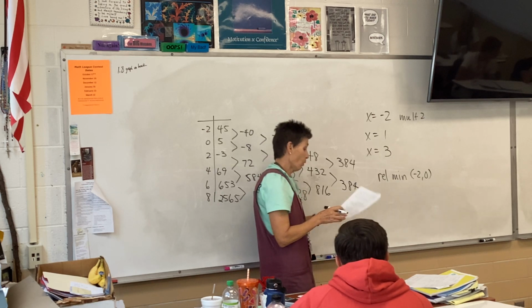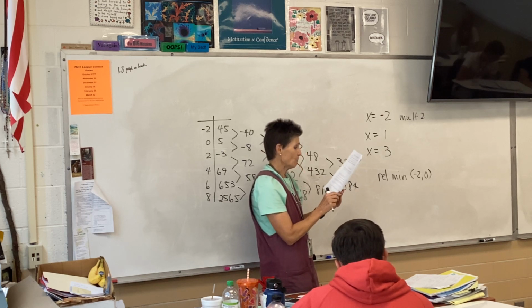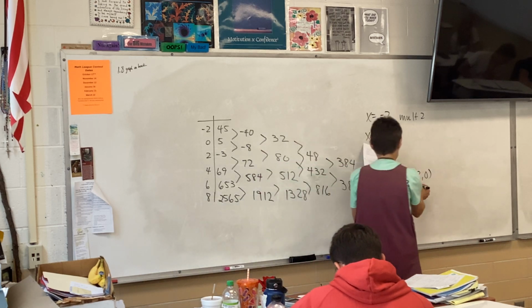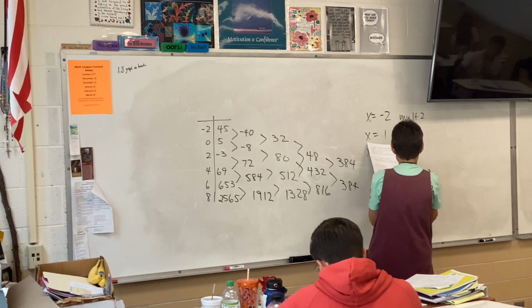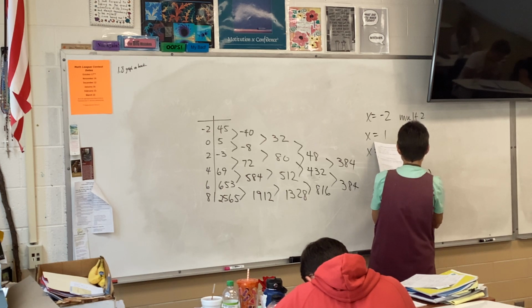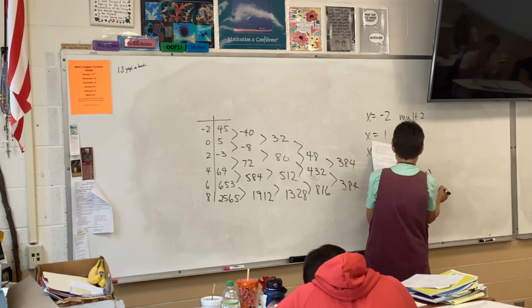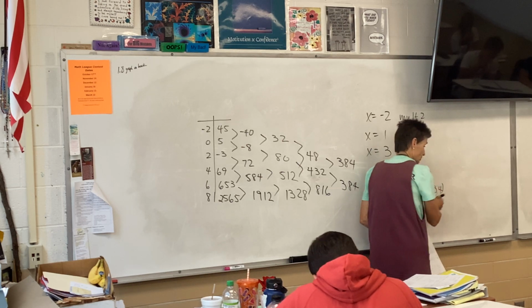Are there any more relative minima in this picture? Yes. And it would be approximately where? So 2 comma negative, well, maybe 2 point something. So 2.1 comma negative 3.4.